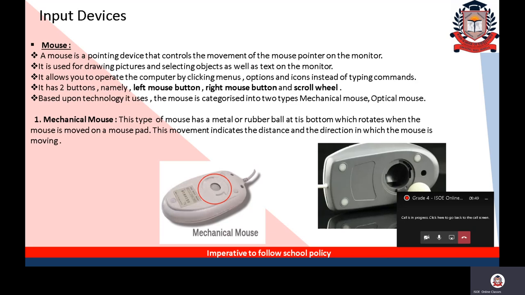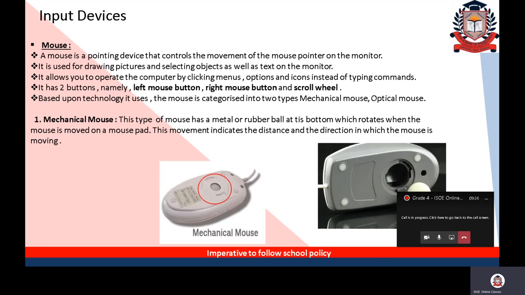Okay, based upon the technology it uses, the mouse is categorized into two types: one is the mechanical mouse and another is the optical mouse. So what are the two types of mouses available? Mechanical mouse and optical mouse. What are the buttons we have? Left mouse button and right mouse button. And we have a scroll wheel in the middle also, for scrolling up and down, correct? So anyway, first we will see the two types of mouses.